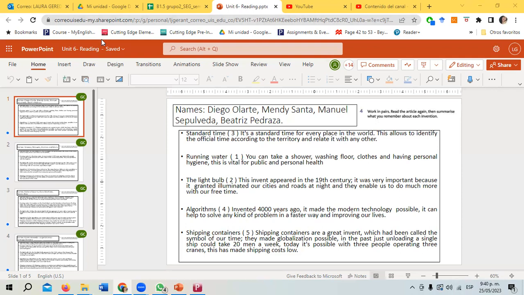All right. Okay. And the last one, shipping containers. I agree. I add about algorithmic. The fourth is two because of the experience.